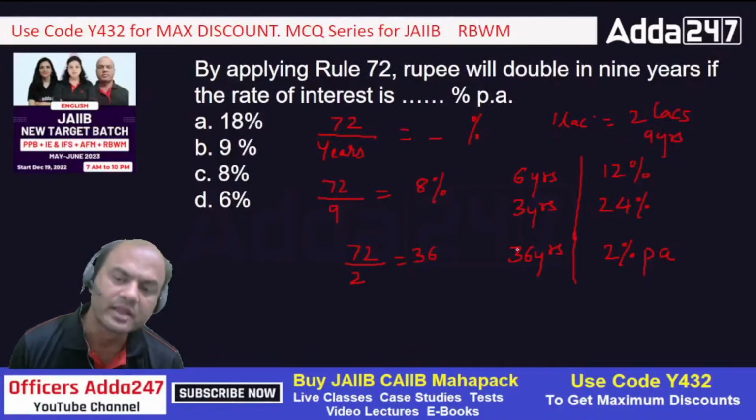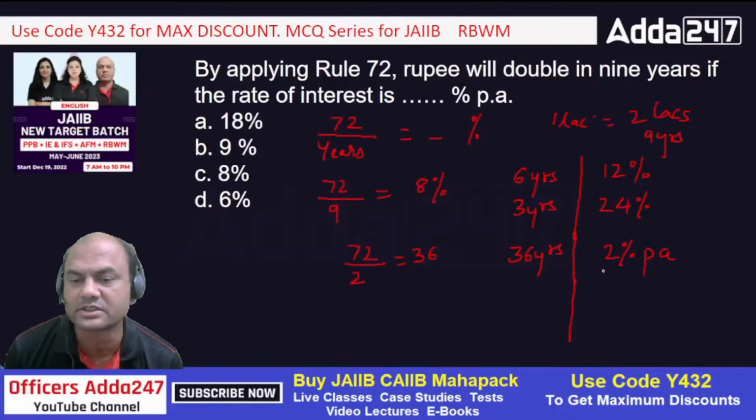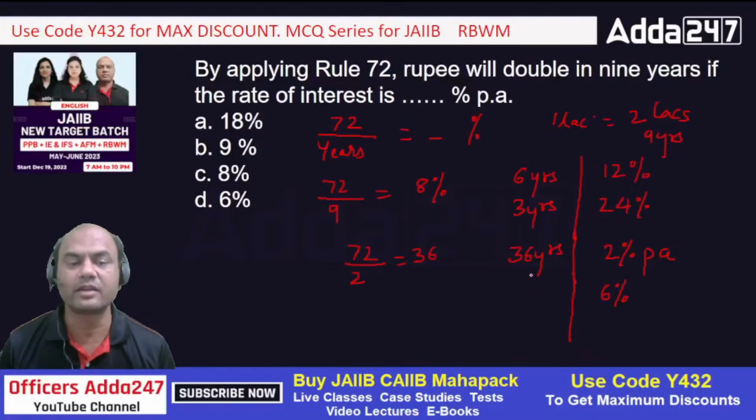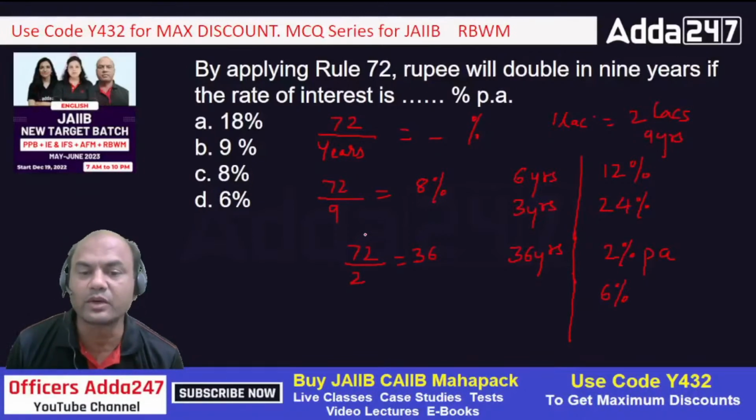One more question. I have a rate of interest of 6%. In how many years will my amount get doubled? Correct, 72 upon 6, that is 12 years. So now you got it.